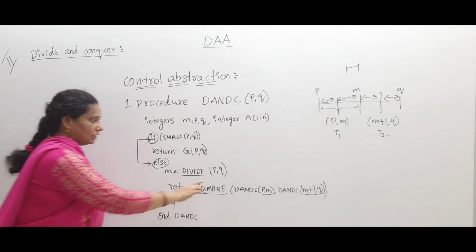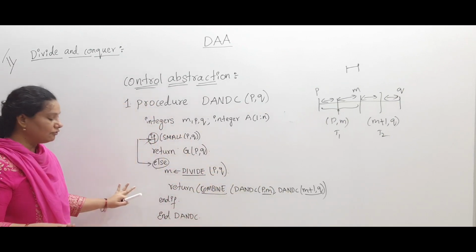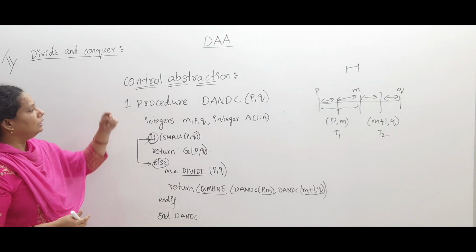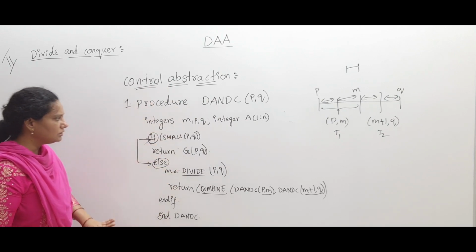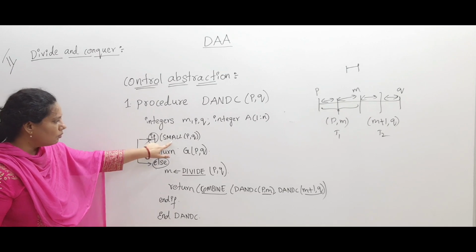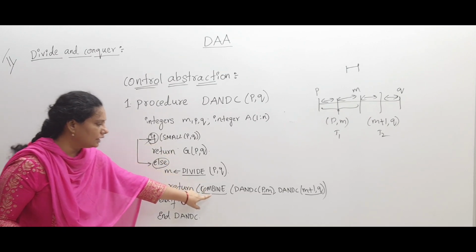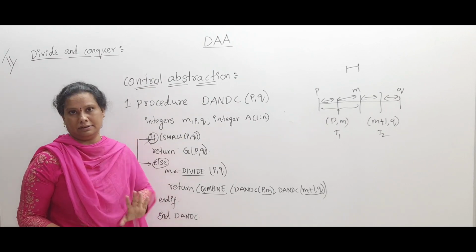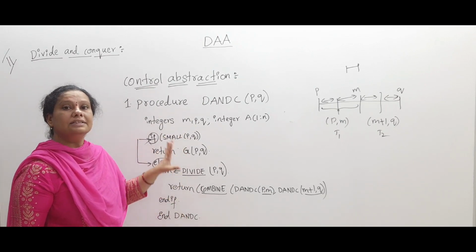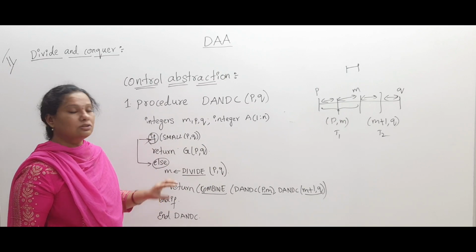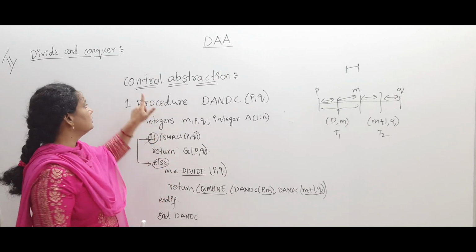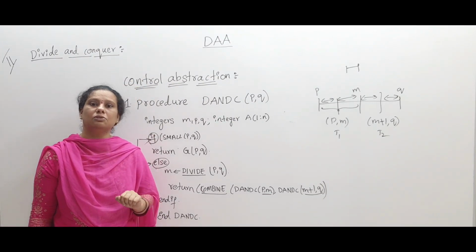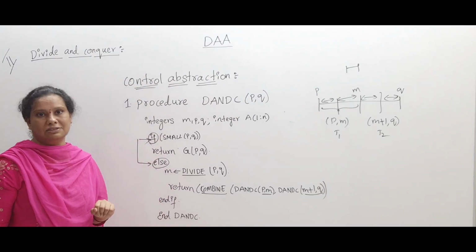So this logic should be present. Apart from this, everything is your choice: names, variables, everything. Small, divide, combine. These terms should be shown in your algorithm. Then only your algorithm is a valid algorithm. So these logics you have to follow. This is about the control abstraction of the divide and conquer method. In the next video, we are going to see the merge sort algorithm.